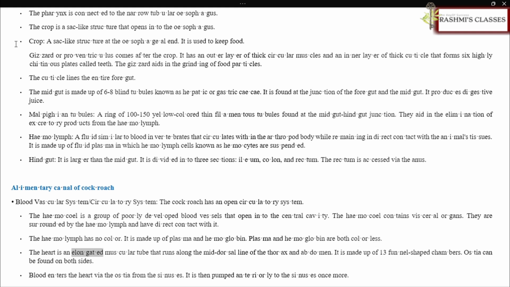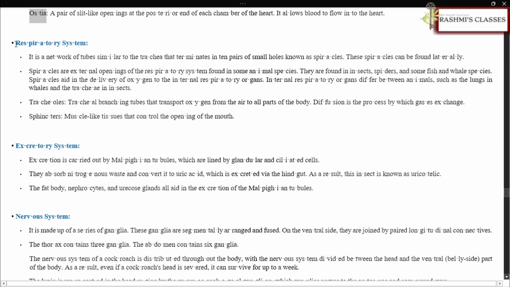The heart is an elongated muscular tube that runs along the mid-dorsal line of the thorax and abdomen. It is made up of 13 funnel-shaped chambers. Ostia can be found on both sides. Blood enters the heart via the ostia from the sinuses. It is then pumped anteriorly to the sinuses once more. Ostia, a pair of slit-like openings at the posterior end of each chamber of the heart. It allows blood to flow into the heart.